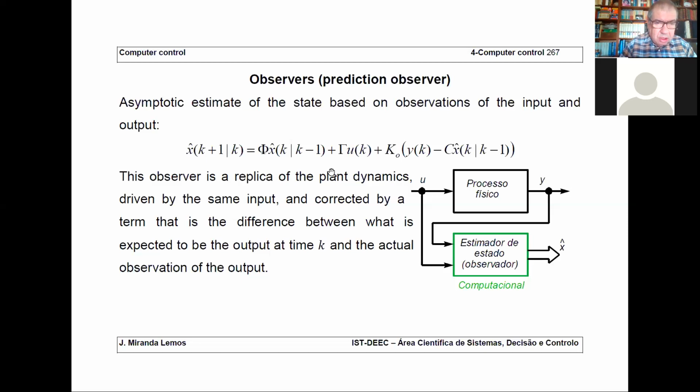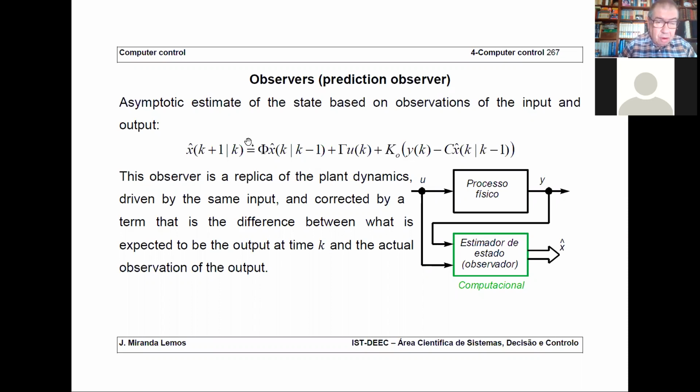Now, I could have justified why this works. Of course, there is a mathematical justification, but on an intuitive basis, when you don't have this term, when K naught is 0, so this last term is not present, you essentially have an estimate which does not depend on the data apart from u. So it's a kind of open loop estimate.